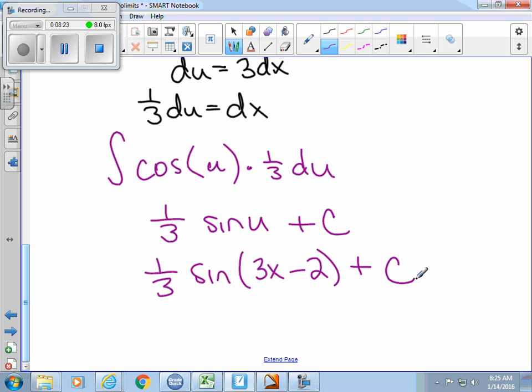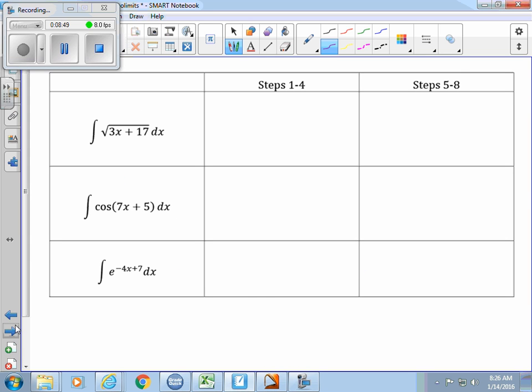And I know you're thinking, Miss King, that was a lot easier just thinking it through. You can imagine they won't always be ones you can just think through. So this gives us a step-by-step approach to handle something with a more complicated inside or a product or something that we can work with. So this is the first U-substitution problem. Any questions? So that's what we're going to do. U-substitution.